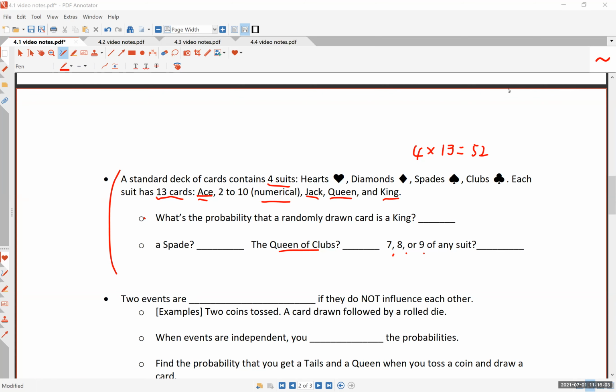All right, this is part 2 of chapter, section 4.1.